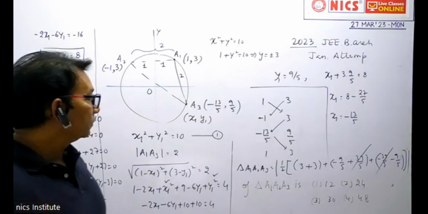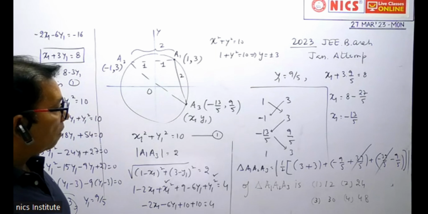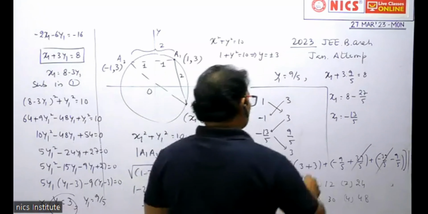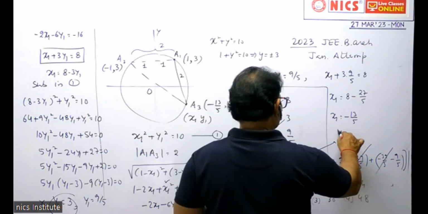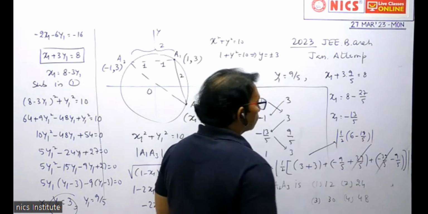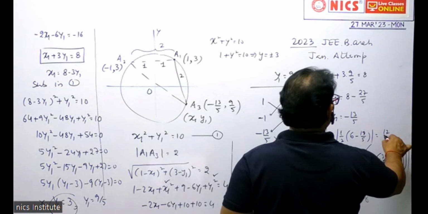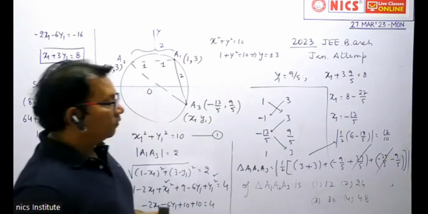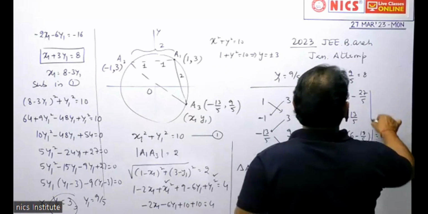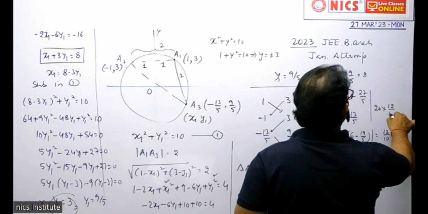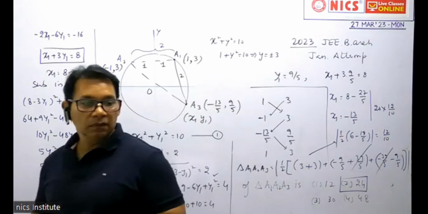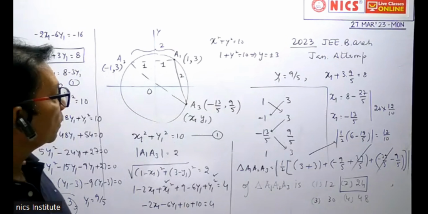Tell me, how much is it coming? 6 minus 18 by 5. It's 12 by 10. So the area of the triangle is 12 by 10. And when you multiply this by 20, the answer is 24. Yes, naturally the answer was 24.